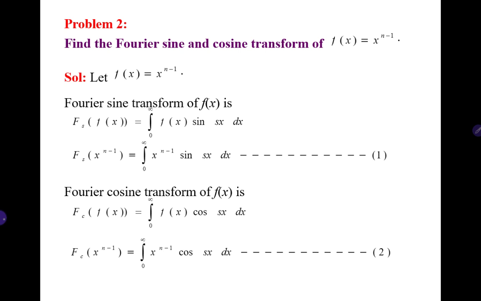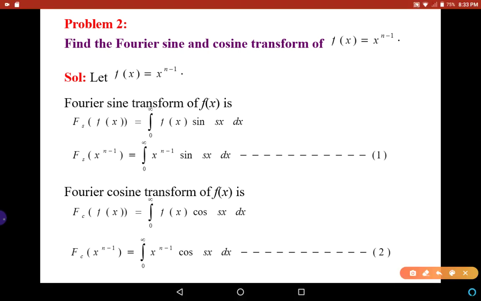Problem number 2 is to find the Fourier sine and cosine transform of the function f of x equal to x power n minus 1. So we consider the Fourier sine transform, which is given by Fs of f of x is the integral from 0 to infinity of f of x into sin sx dx, and now in place of f of x we substitute x power n minus 1. Therefore, Fs of x power n minus 1 is the integral from 0 to infinity x power n minus 1 into sin sx dx. Let us call this equation 1.